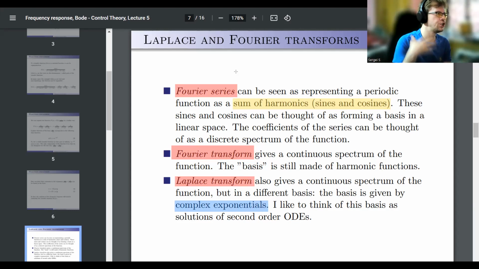So it is a more general form, right? So Fourier, remember, just sinusoids, Laplace, sinusoids, exponentials, and sinusoids that die down exponentially. So all types of solutions to ODEs. Okay.